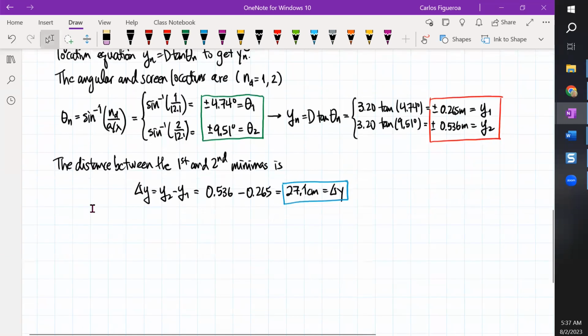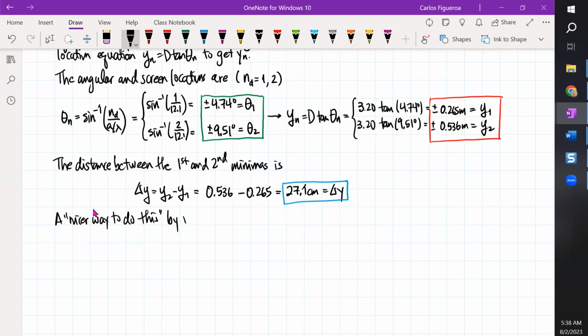Now, there is a nicer way to do this. By recognizing that minima separations are all equal.